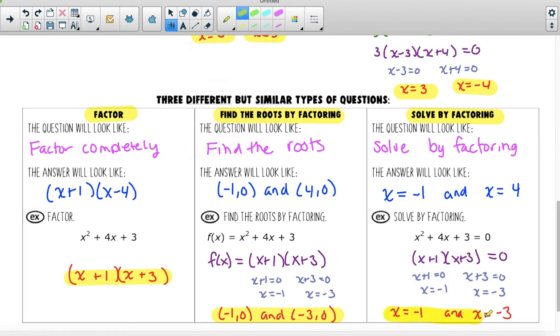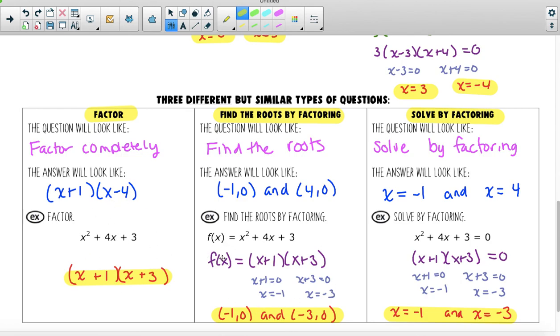So all of these problems are very similar in nature. It still says something about factoring because that's the method that we have to use. But the rest of it, find the roots or solve, tells us we have to go one more step. Find the roots just means take this and find your x-intercepts. If it says solve, you're still doing the x-intercepts, but you're not putting it as a coordinate. So solve by factoring is one step less than finding the roots. And then factoring is one step less than solve by factoring because we don't have to continue with the equals. There is no equals in factoring.